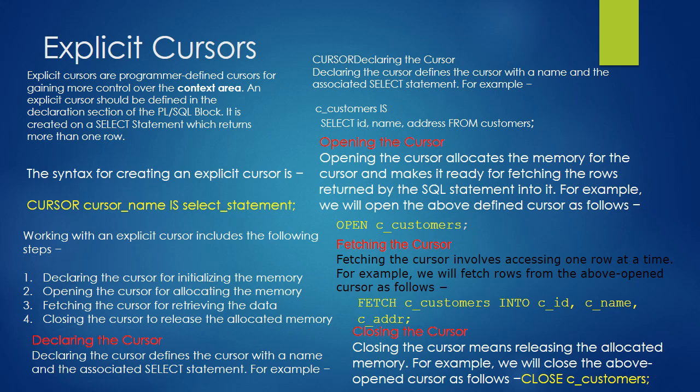OPEN c_customers. Fetching the cursor involves accessing one row at a time. For example, we will fetch the rows from the above opened cursor: FETCH c_customers INTO c_id, c_name, c_addr. Closing the cursor means releasing the allocated memory. For example, we will close the opened cursor: CLOSE c_customers.